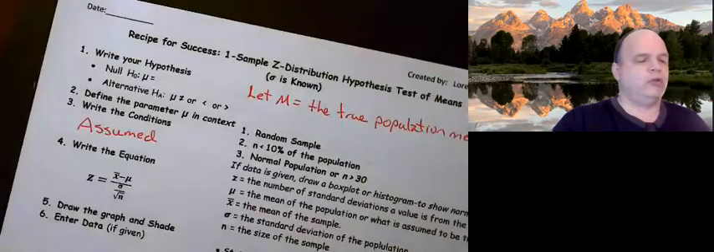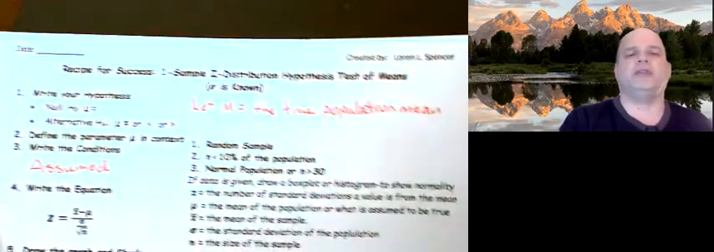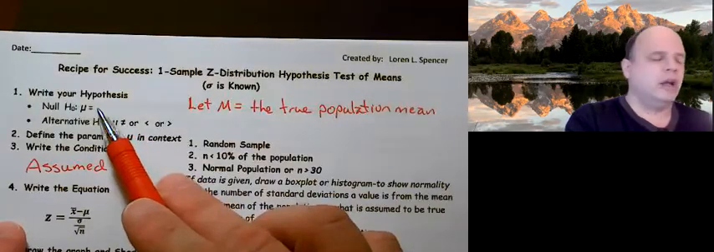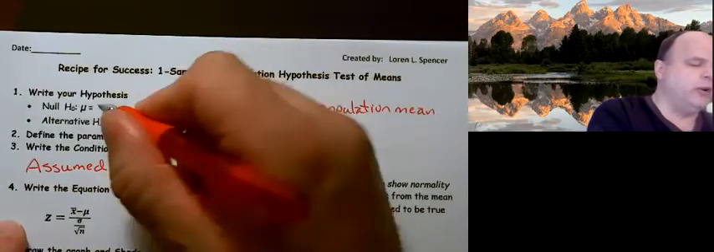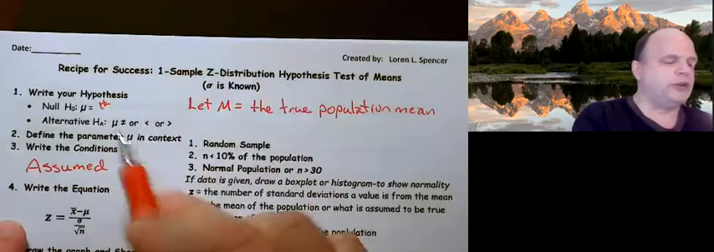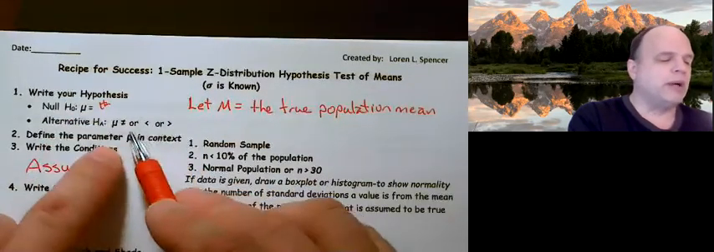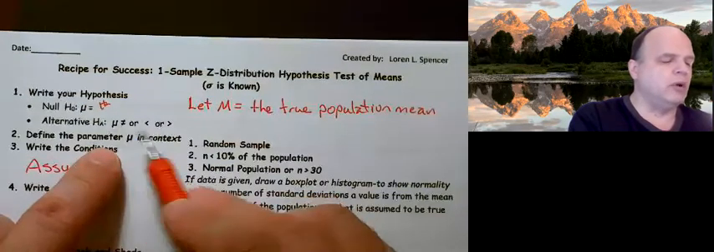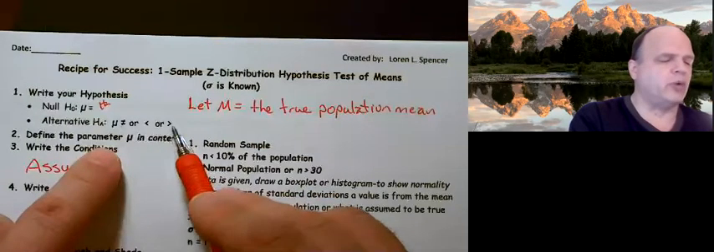Okay, so the recipe for success. It's going to be very similar to the ones that we did for confidence intervals, but it does have some differences. The very first thing is we're going to need to write our hypotheses. The null is mu equals some number, some value. We don't know what it is, but it's going to be some number. For the alternative, we're going to write mu and that same number, but we're going to have to choose an inequality: less than, not equal to, or greater than. The keyword usually is different, something that's less or something that's greater.